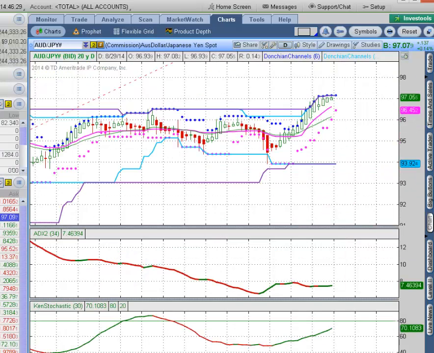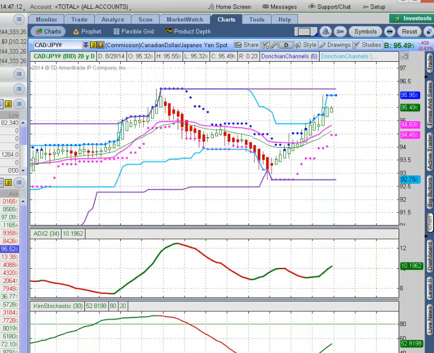Our third pair is the Aussie dollar yen. This had been in a sideways channel. It's recently broken out, and we would be looking at a bullish trade. The fourth pair is the Canadian dollar yen. This has been in a sideways channel. Price is now approaching the top of that channel. It would be a bullish trade.